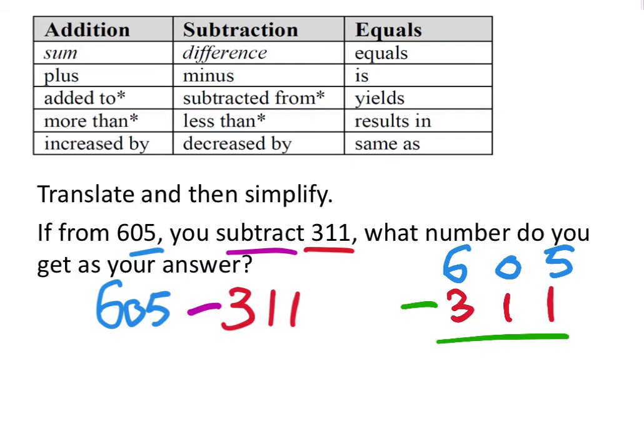And just like we've been doing, we'll start in the ones place value, 5 minus 1 there. 5 minus 1 is 4. And in the tens place value, I have a 0, which is not big enough to take 1 away from. So I have to borrow 1 of those hundreds from the 6 to make it a 5. And now I have 10 of the tens. So now it's 10 minus 1, which is 9. And in the hundreds place value, 5 minus 3, again, whether you're using fingers or however you're doing it, 5 minus 3 is 2. So that would be the difference between 605 and 311. It is 294.